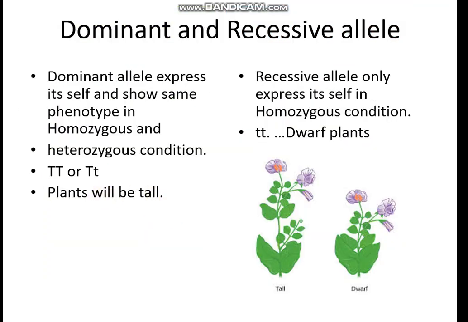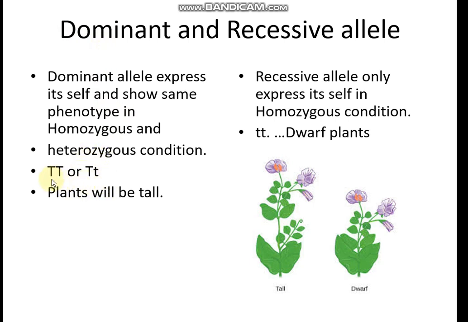Now this is the last concept of today's topic, that is dominant and recessive alleles. There are some traits which are dominant in nature and there are some traits which are recessive in nature. It doesn't mean that dominant traits are good or recessive traits are bad, but there are some traits which are dominant in nature. Then what is meant by dominant? It means if the condition is homozygous or heterozygous, the trait will express itself.